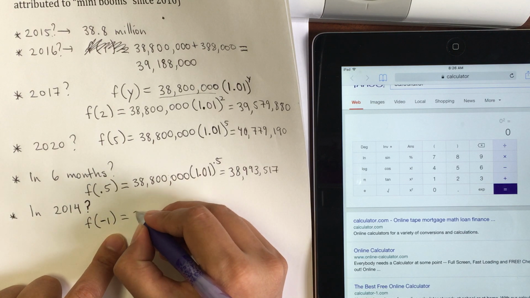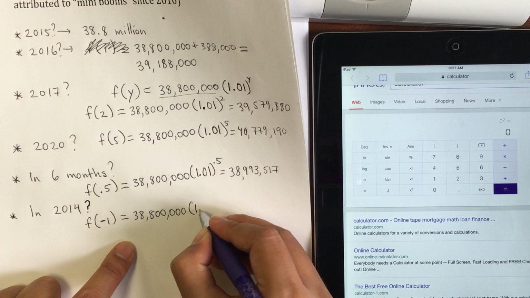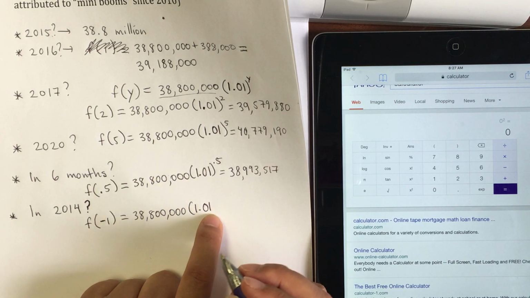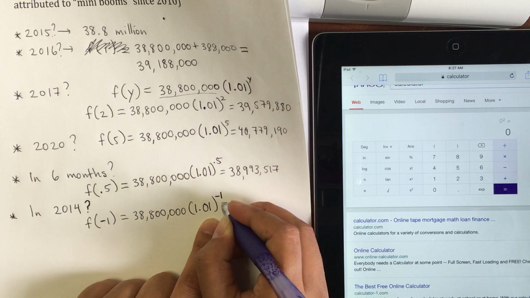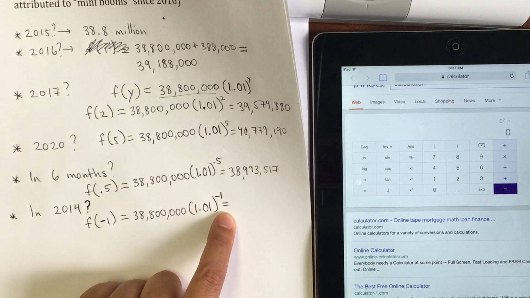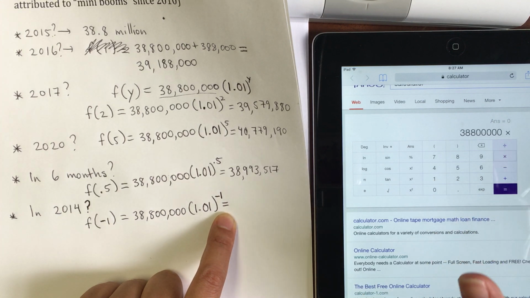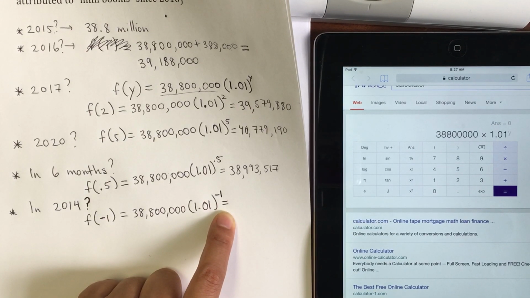Okay, so f of -1 is equal to the initial point times the population that existed in 2015 plus the 1% growth, but to the -1 just to know how many people there were last year. Well, not last year from us, but the year before 2015. Okay, so we put 38,000,000 times 1.01 to the, you put a minus in here, -1, okay.